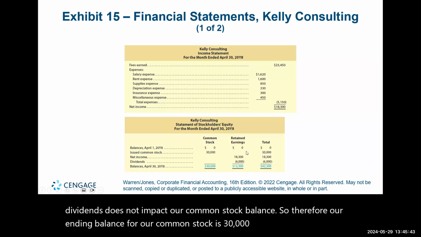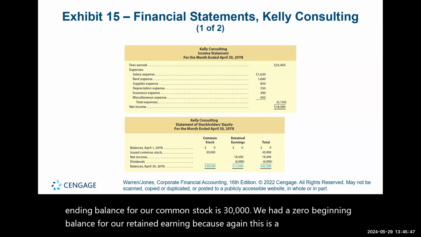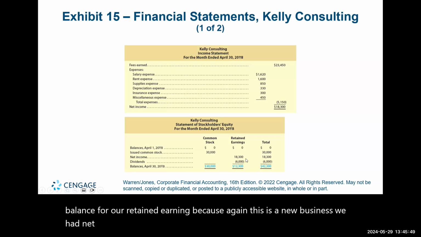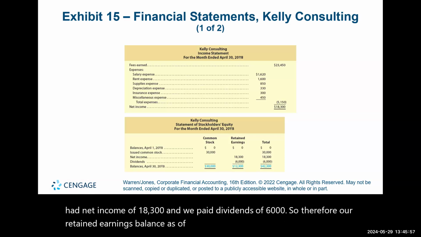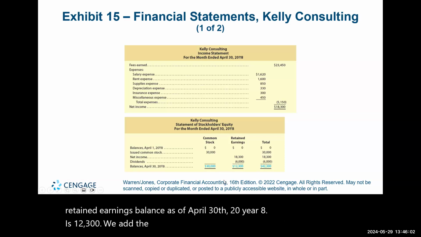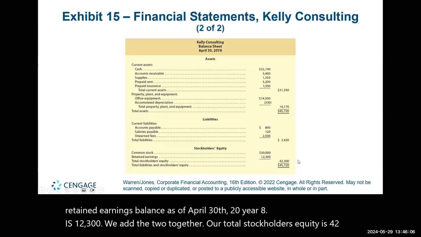We had a zero beginning balance for our retained earnings because, again, this is a new business. We had net income of 18,300 and we paid dividends of 6,000. So therefore, our retained earnings balance as of April 30th, 2008 is 12,300. We add the two together, and our total stockholders' equity is 42,300.